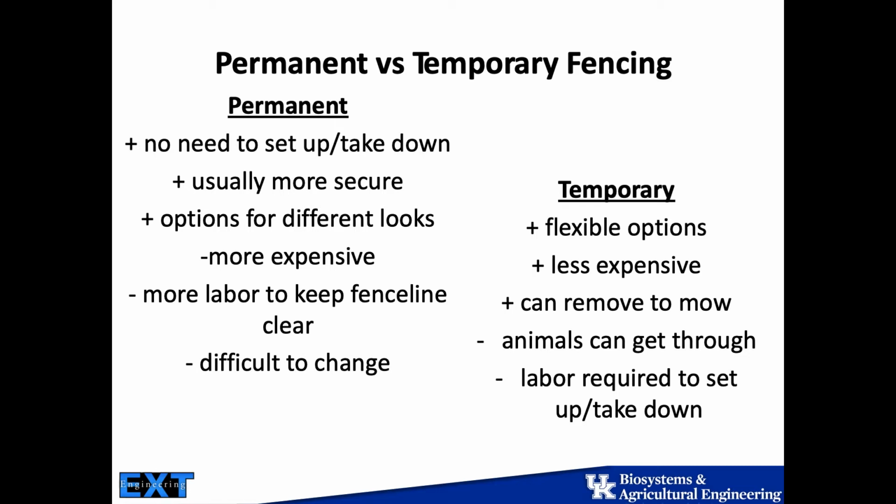The temporary ones are much more flexible. You can change where those fences are laid out all the time. They're far less expensive to put in. You can always remove them to mow. So from a maintenance around the fence standpoint, it's a little bit easier. But the animals can get through them. A lot of times, we just talked about, Cody talked about having those calves creep grazing under a temporary fence. That's not an unusual strategy. And there is labor involved in setting up and taking down those temporary fences, and that should be considered as well.